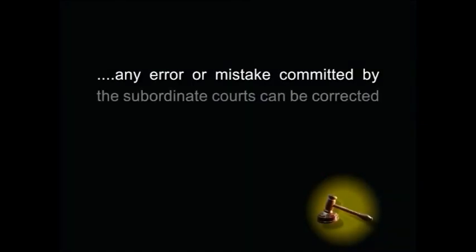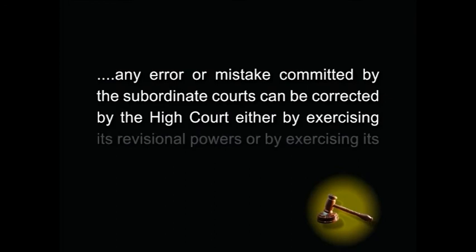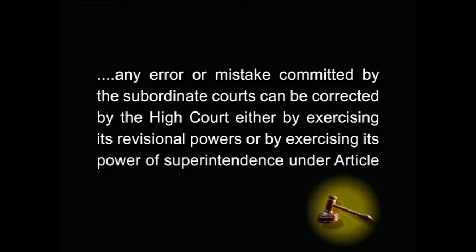The legislature, while wisely prohibiting the subordinate courts from altering or reviewing their judgments, left the field clear to the High Court, because any error or mistake committed by the subordinate courts can be corrected by the High Court either by exercising its revisional powers or by exercising its power of superintendence under Article 227 of the Constitution. But such remedies are not available against any errors or mistakes that may be committed by the High Court.